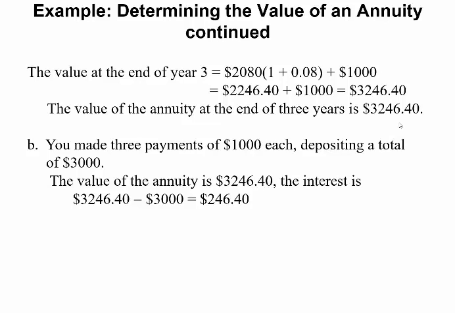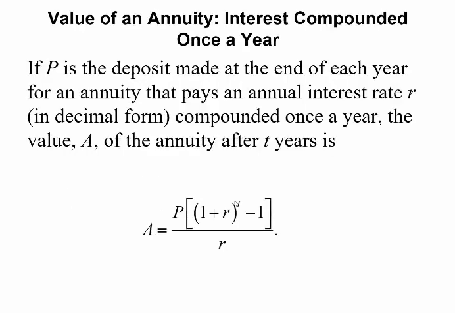Okay, so how much money did you make in interest then? Well, you made three payments of $1,000 each, depositing a total of $3,000. The value of the annuity we saw was this $3,246.40. So for the interest, we subtract away the deposits that you made. So your annuity made $246.40 in interest.